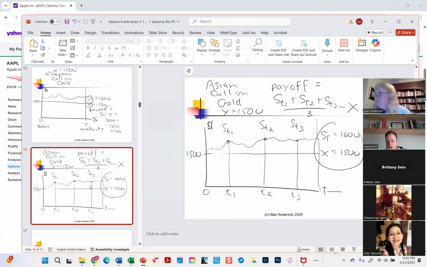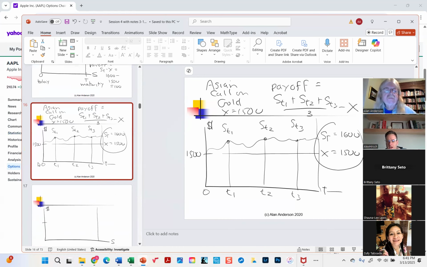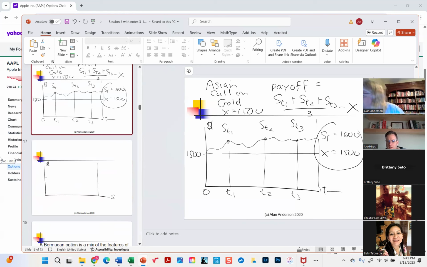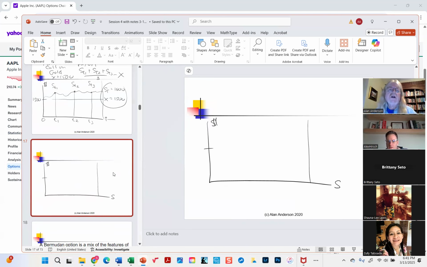But anyway, you're locked into this option until maturity, correct? Yes, you can't walk away from this thing, but you could sell it to somebody else if you're not happy with it.